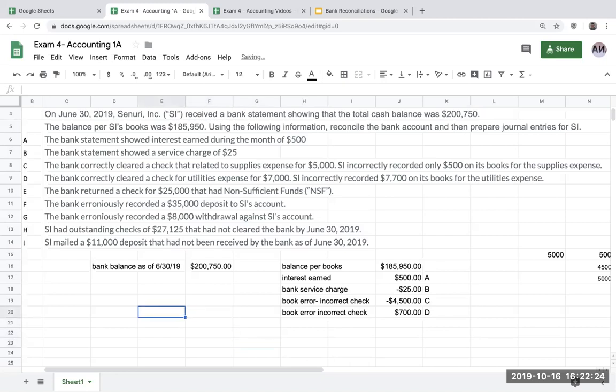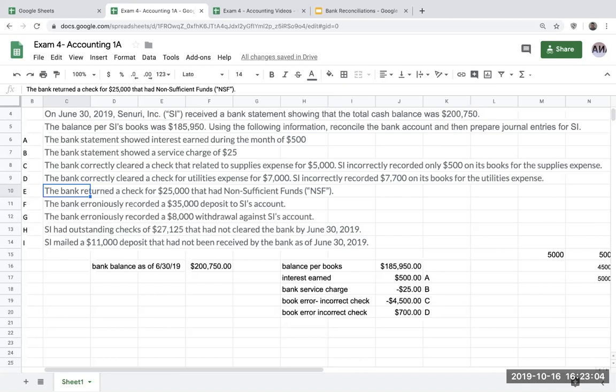All right. So then over here, the bank returned a check for $25,000 that had non-sufficient funds. So I deposited a check. The bank said, no good. So what do I need to adjust? A returned check, a non-sufficient funds check, is when I deposit a check at the bank, and the bank says, nope, there's not enough money in that account that you presented to clear it. So I'm returning the check to you, non-sufficient funds. So the money comes back to you?